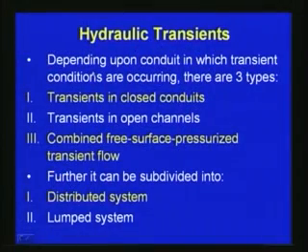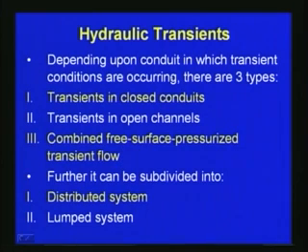Now, we have seen that depending upon the conduits in which transient conditions are occurring, we can have three types of systems. First, the hydraulic transients in closed conduits, like pipes, which we will be discussing here. Also, we can have transients in open channels, and then combined free surface and pressurized transient flow, which is the third kind of system.